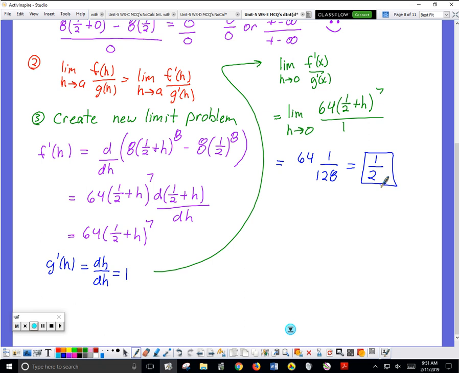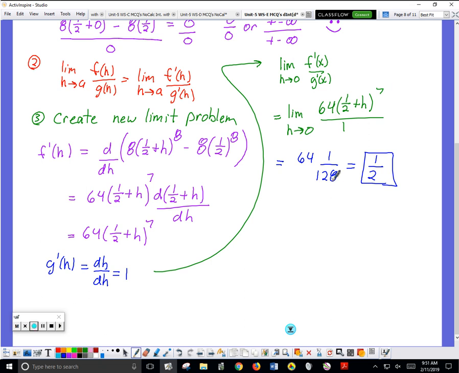Remember, multiplying by 1 over is the same as dividing. So I need to find the limit. So I need h to be not equal to 0, but close to 0. So I plug in close to 0, and I think, okay, 1/2 plus close to 0 is going to be really close to 1/2 to the 7th power. That's why I just count it out.